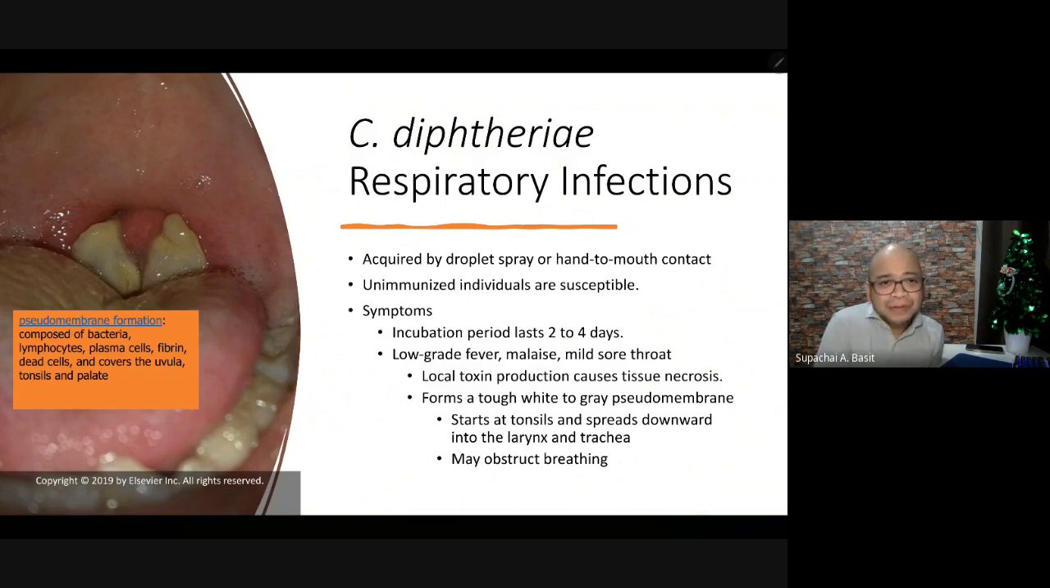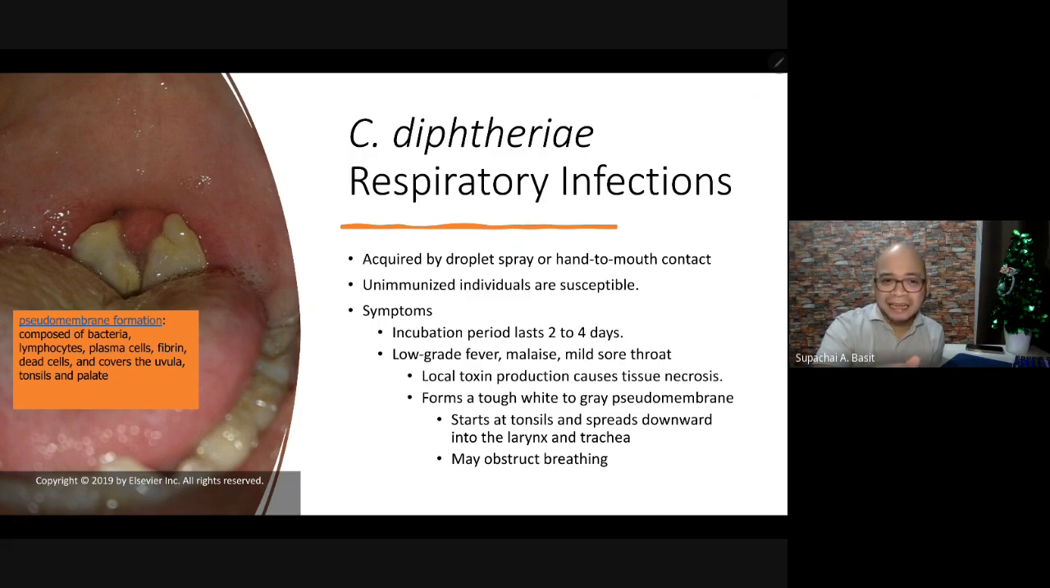So what will happen if you get diphtheria? How do you get diphtheria? You can get diphtheria by means of droplet spray, meaning respiratory droplets. By wearing a mask whenever you interact with someone who has diphtheria, you can prevent yourself from getting infected. Or also through hand-to-mouth contact. Those people who are unimmunized, meaning those who did not receive the vaccine, will be more susceptible to getting diphtheria. The incubation period lasts about 2 to 4 days, so very short.